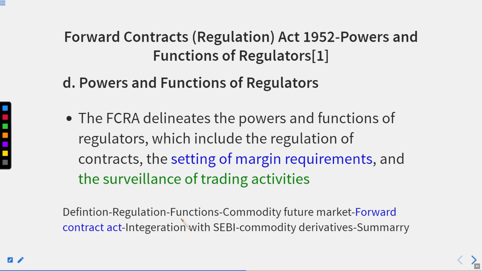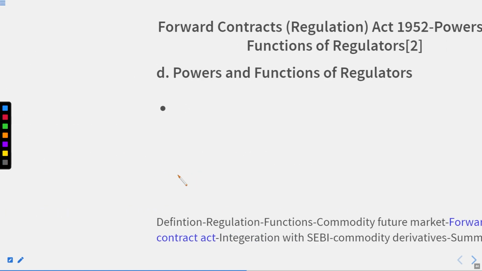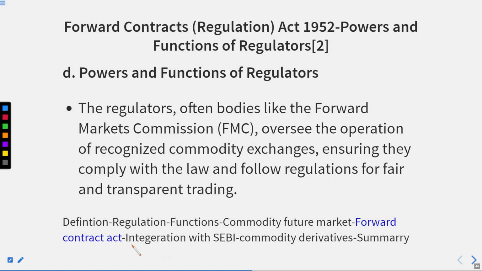Powers and functions of the regulators. The FCRA delineates the powers and functions of the regulators, which include the regulation of contracts, the setting of margin requirements, and the surveillance of trading activities. Okay, so remember the regulations are like the setting of margin requirements and the surveillance of the trading activities. The regulators, often bodies like the Forward Markets Commission (FMC), oversee the operation of recognized commodity exchanges, ensuring they comply with the law and follow regulations for fair and transparent trading.